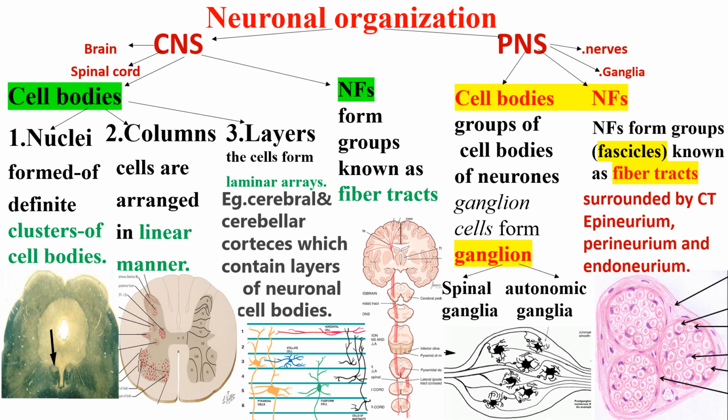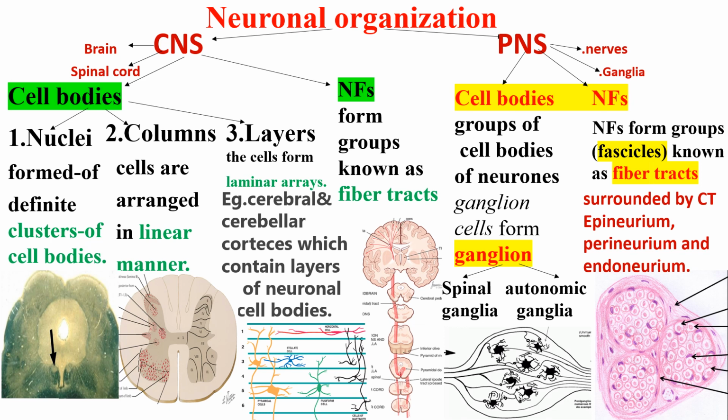First, we're going to mention how neurons in the nervous system are organized. Neuronal organization, أو تنظيم الخلايا العصبية. In both the central and peripheral nervous system, the organization of neuronal cell bodies differ from organization of nerve fibers.